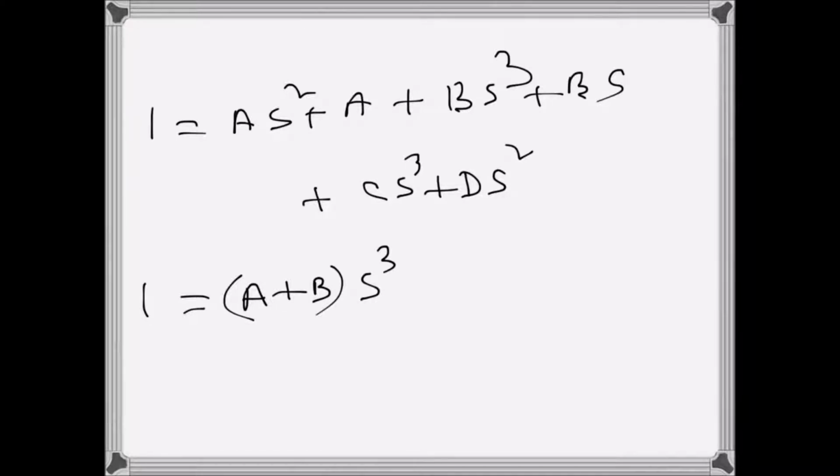So I will separate the coefficients. I'm just writing like this basically: (a plus b)s times s cube plus (a plus d)s square plus bs plus a. That's what we have. Now first we equate the coefficients from the left hand side and right hand side.